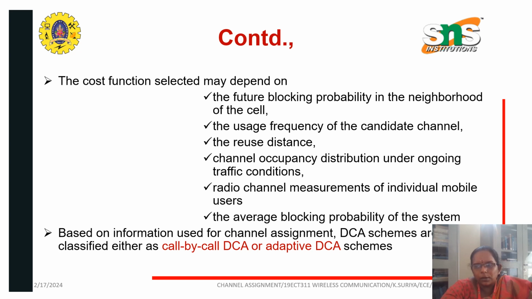First one is the future blocking probability in the neighborhood of the cell will be measured. Then the usage frequency of the candidate channel, the reuse distance, channel occupancy distribution under ongoing traffic conditions, radio channel measurements of individual mobile users, average blocking probability of the system. All these parameters will be measured, and the optimum channel which satisfies all these conditions will be allocated for the new call request. There are two types of dynamic channel allocation methods, call by call and adaptive.